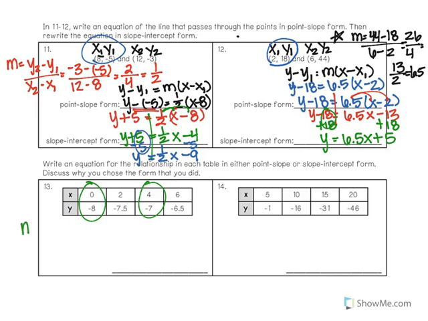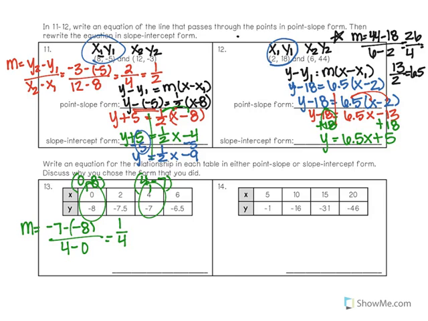So we have our slope, and again, we've got 0, 8 right here, and we've got 4, negative 7. So y2 is negative 7 minus y1, which is a negative 8, over x2, which is 4, minus x1, which is 0. When I solve that, I get 1 over 4 for my slope.